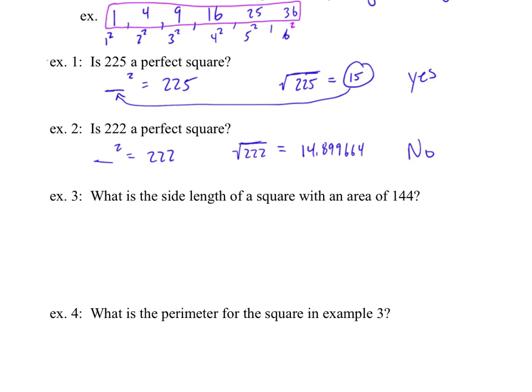Next, there is a reminder on the bulletin board on the right of the area of a square. The formula is: area equals s, the length of one side, squared. That's an s, not a 5.